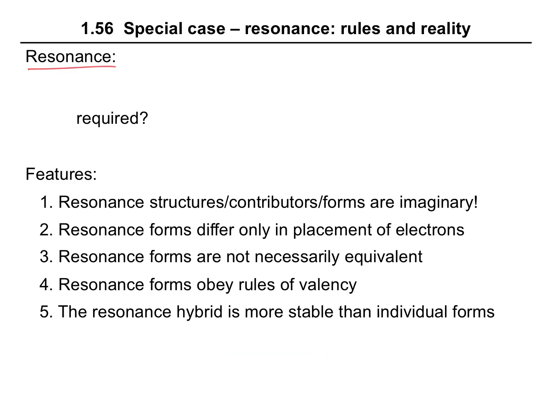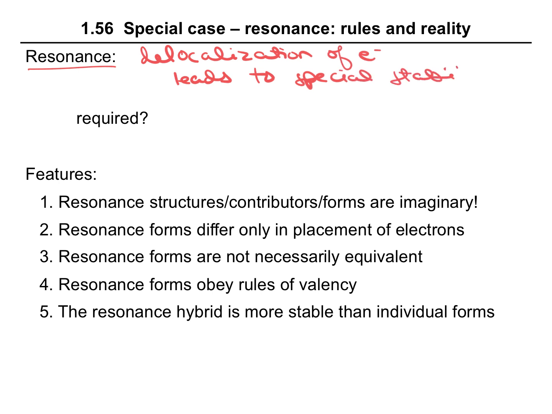So resonance is the delocalization of electrons. And this delocalization of electrons leads to a special stability. We can think about the fact that when electrons are delocalized, that means that they are attracted to multiple nuclei, so that offers some stability. Also, if we have a charge in our species, then having that charge spread out over multiple atoms rather than concentrated on a single atom makes it more stable as well.